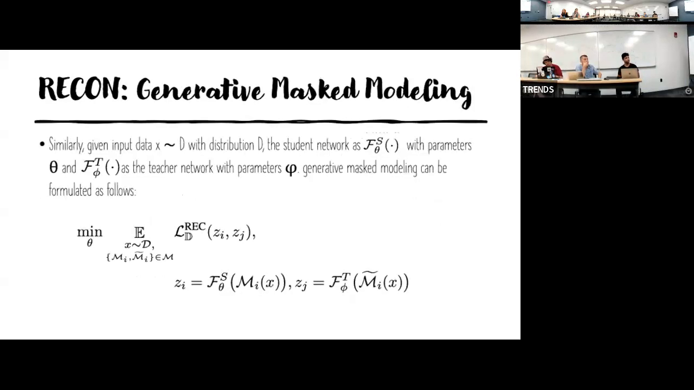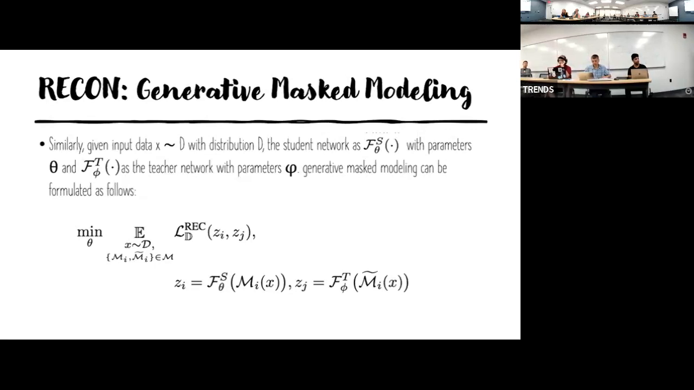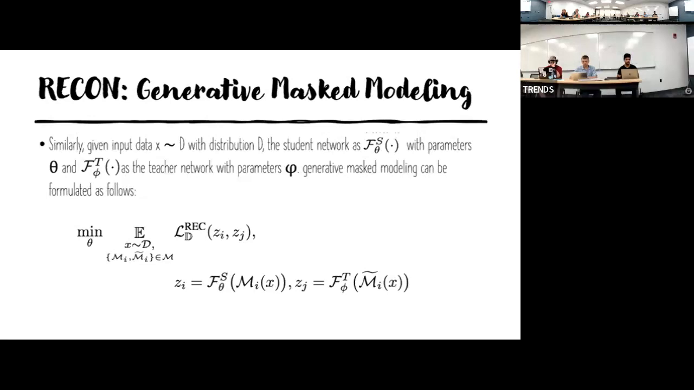Now let's go to the generative modeling part. Similarly to what they did with contrastive learning, they have one image X with the same distribution D, and you define a student network, which is f of theta of student with the parameters theta, and f of phi, which is the teacher network with the parameters phi. Then you generate the masked modeling for this model.